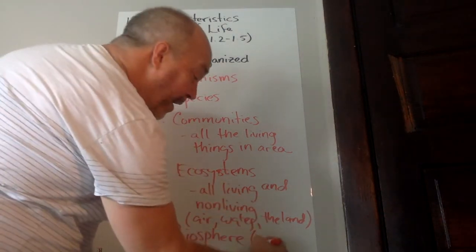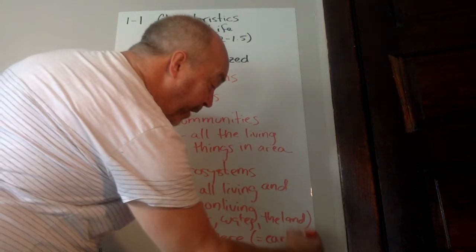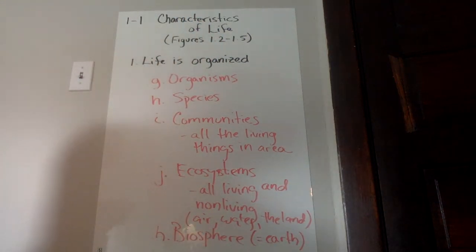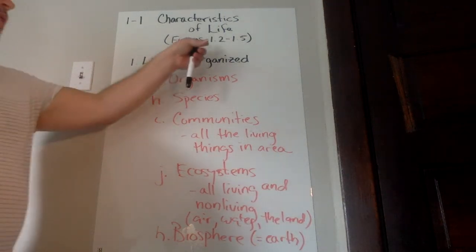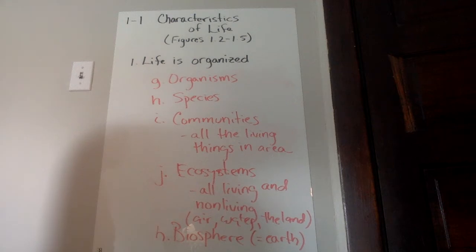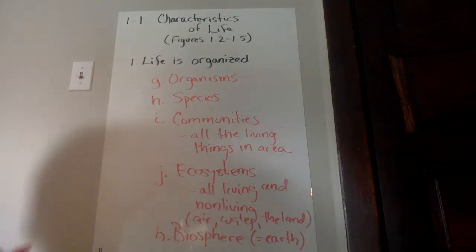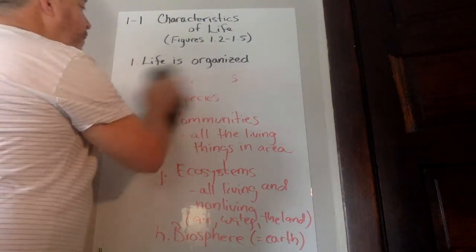And for right now, basically we only know of one place that there are living things. So the only biosphere we know is our planet. This is also very well illustrated in figure 1.2. So that is the first characteristic of living things.